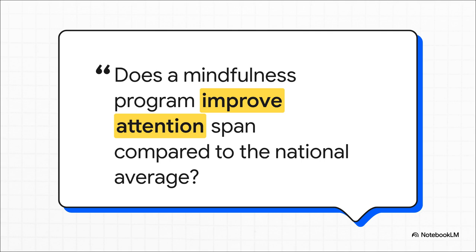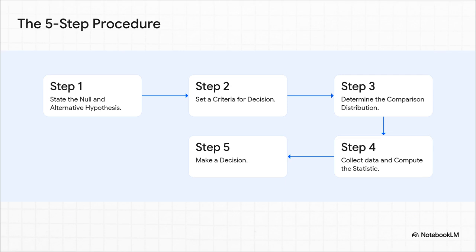See, we've got one group, the program participants, we have their scores, and we have a known population average, 15 minutes, to compare them to. But what's missing? You guessed it. We almost certainly don't know the standard deviation of attention spans for the entire nation, and that is why we need the t-test. So to get a solid answer to our question, we followed this really systematic 5-step procedure.